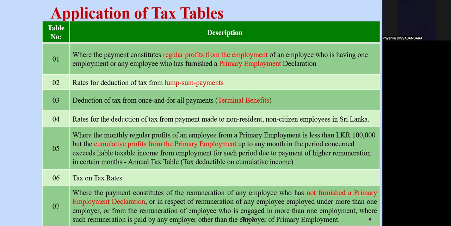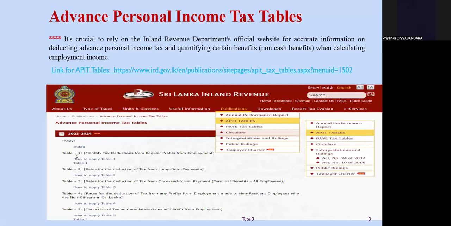It is very important if you can make printouts of this guideline. If you go to this website, you can find the APIT tables. Under this APIT table, there are some introduction parts.